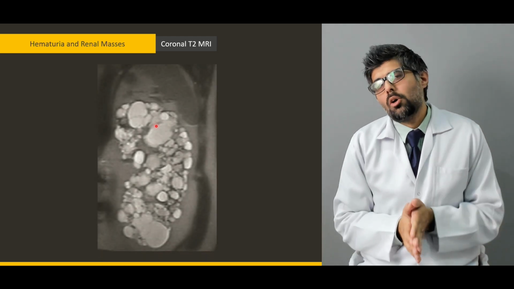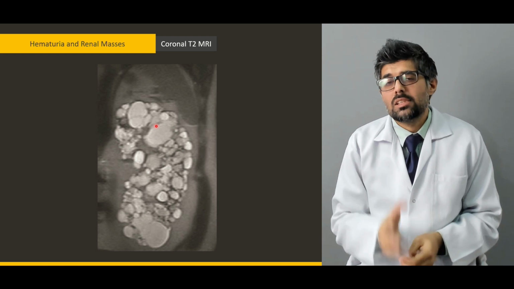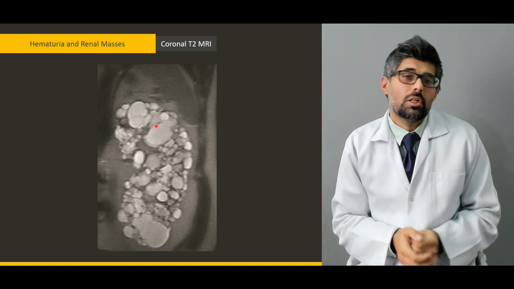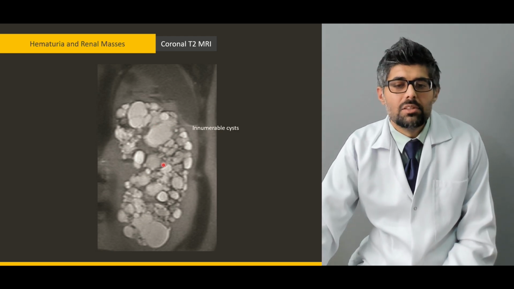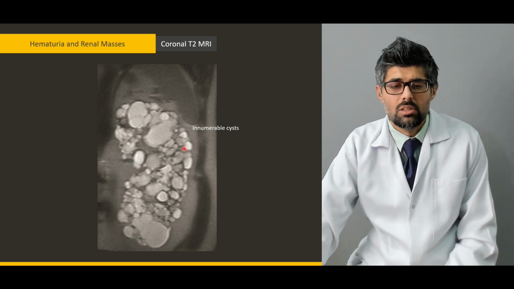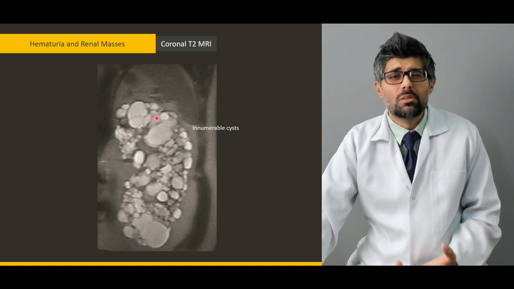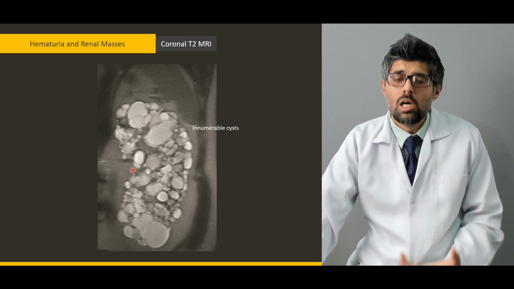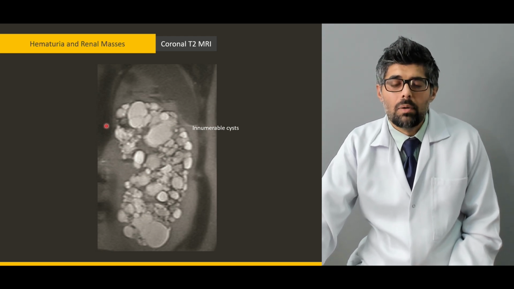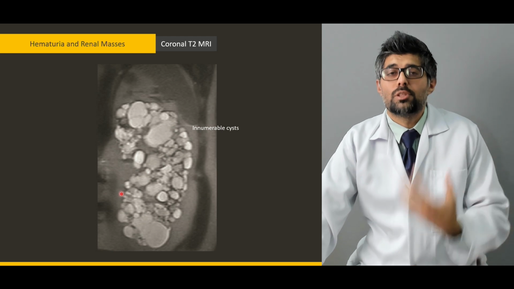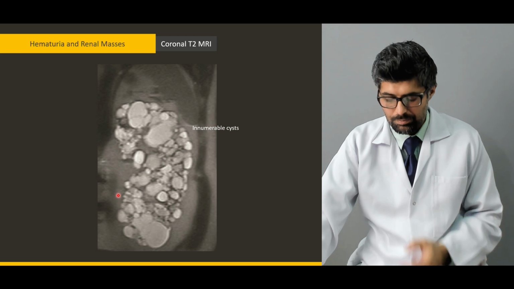Now, this is a coronal T2 weighted MRI of a kidney, and this is a perfect example of an adult polycystic kidney disease. As you can easily see, there are innumerable cysts. There are a lot of them. Some of them are joined, some of them have thickened walls, some of them have septa, but all of them have taken the place of the parenchyma, and the function, the physiology of the kidney is severely compromised.